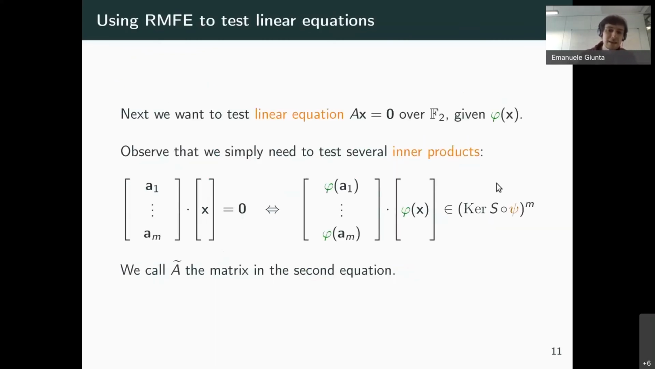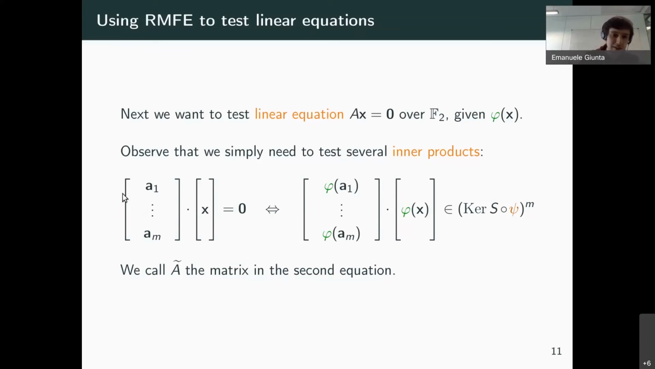So next is how to move from just showing that an inner product is zero to show that actually a linear equation is zero. And the idea is simply that a linear equation is nothing more than a set of inner products, several inner products at the same time. So what we do is essentially to see the matrix A as a set of row vectors, and encode each of these rows. And of course, we also encode the element X, which is going to be our witness essentially.